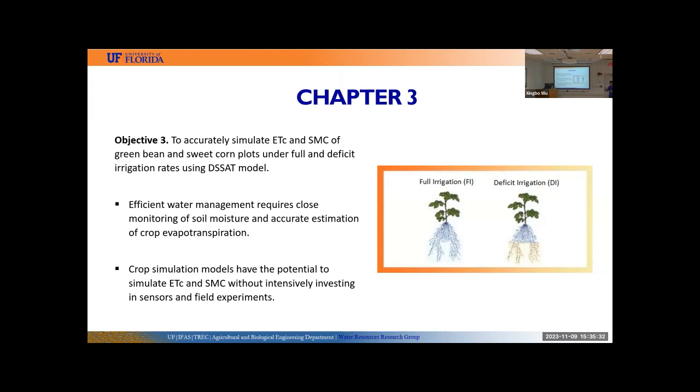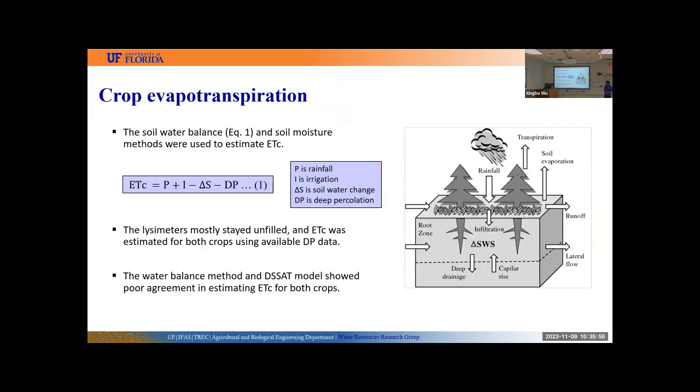But experiments are very expensive as well as time consuming. So what we did, we considered a crop simulation model for simulating these soil hydrology components, such as soil moisture content and the evapotranspiration data. This crop simulation model can simulate these two variables without intensively investing in sensors and the field experiment. The first thing we did for this one is we calculated crop evapotranspiration of green beans and the sweet corn using a standard method of soil water balance approach.